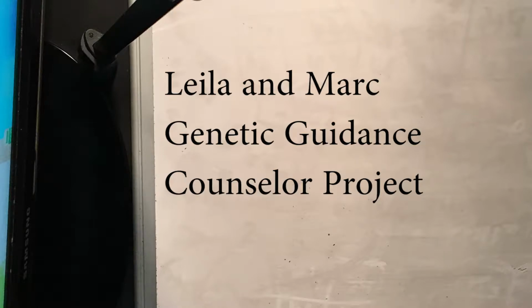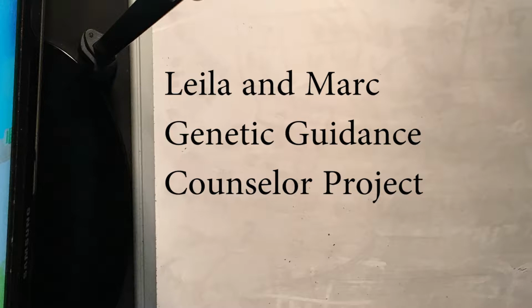For science, we're doing a project that involves us being a genetic counselor to two fictional characters named Marc and Leila. So essentially, both parents have diseases and they want to find out the chance that their child will have at being healthy. So to do this, we're going to need to look at the evidence and use two tools called Punnett squares and pedigrees.